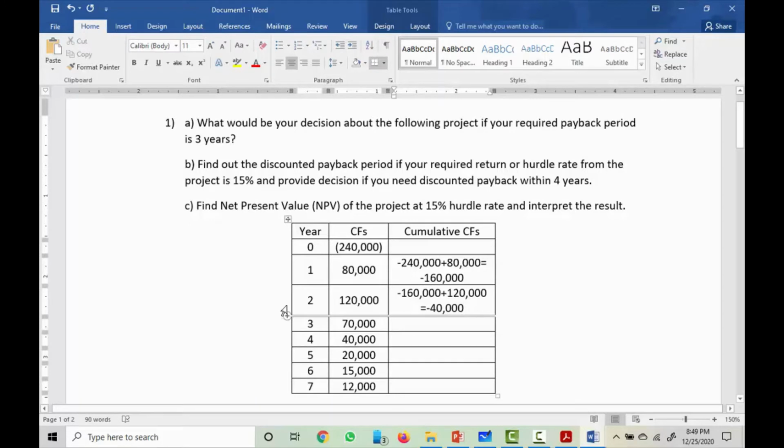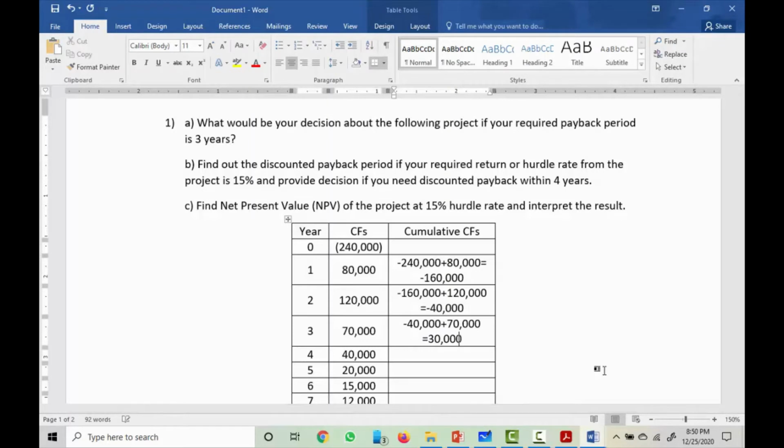That means after year 2 we still need 40,000 taka to get our investment back, right? So now what we will do, we will add this one with 70,000 plus 70,000. So that means this one, we will add this one, and this is this cash flow. So minus 40,000 plus 70,000. So that means we now how much we need? So we do not need anything.